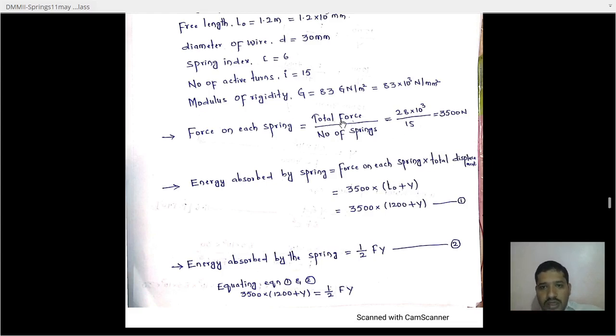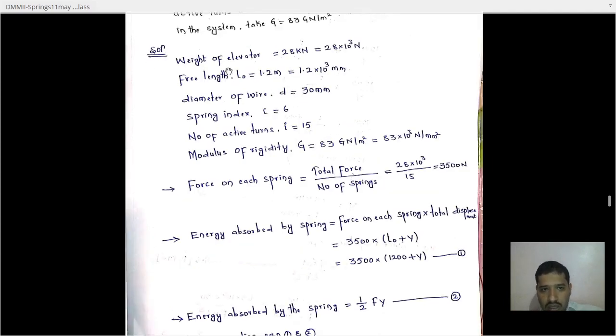Total force, how much is that here? The weight of the elevator is 28 into 10 power of 3. The number of springs is nothing but the number of turns. How much is there? 15. If you divide the whole value, you will get the answer 3500 Newton.